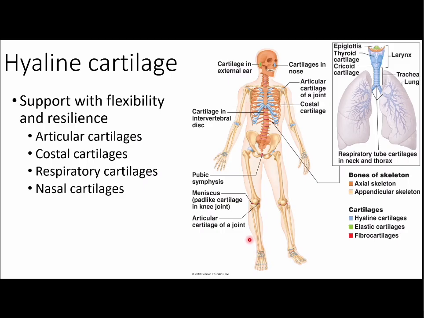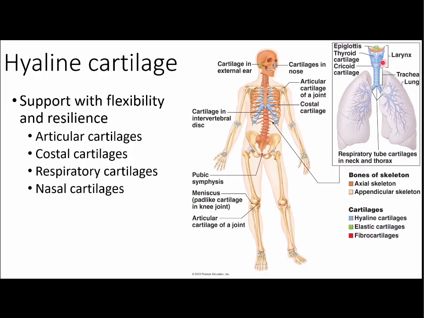Then we have costal cartilage. So your costal cartilage is the cartilage that connects your ribs to your sternum. So right in here, the blue that you're seeing between the bones in your rib cage and your sternum, that's your costal cartilage. Then our respiratory cartilages.